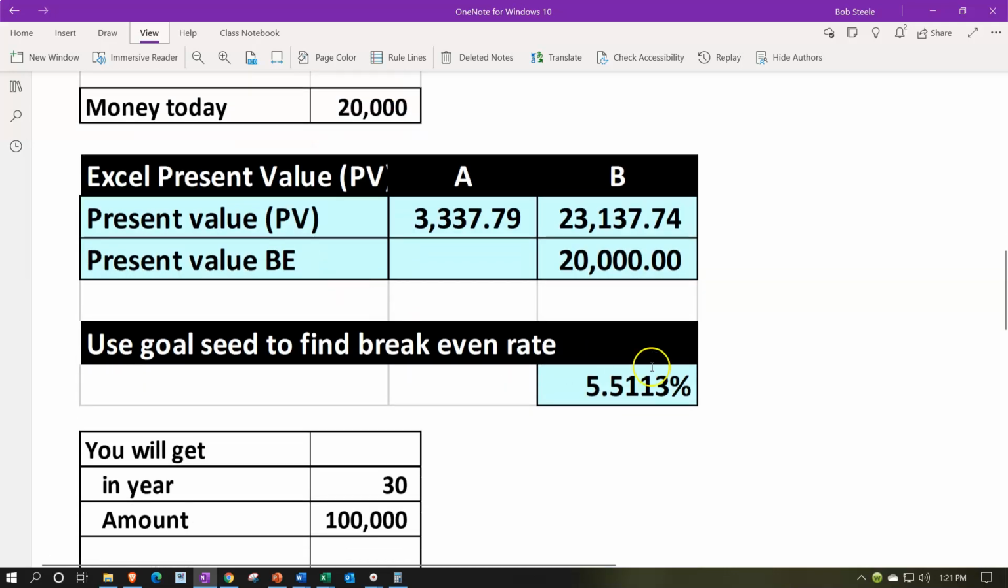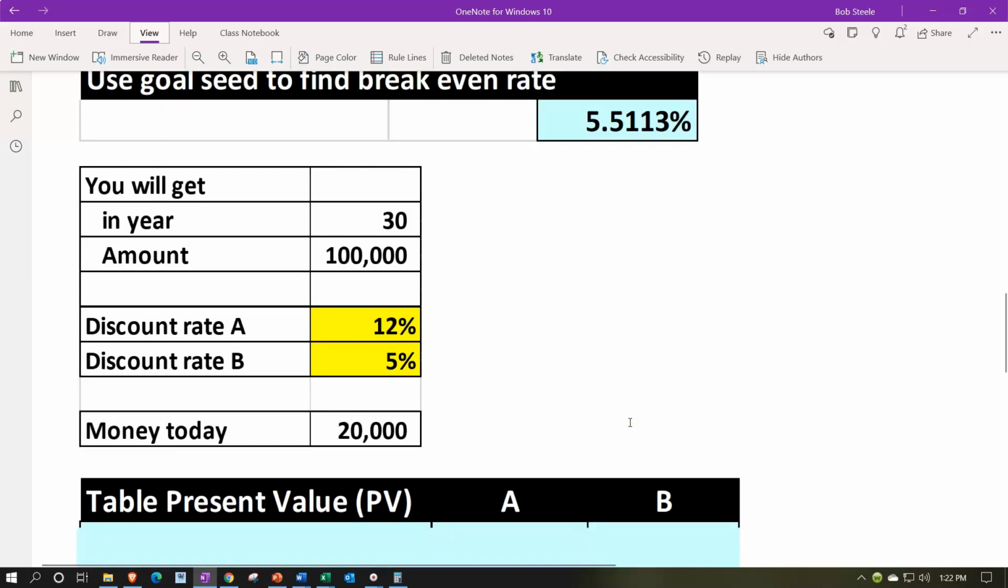Now in Excel, they have a system that you can use called GoalSeek. So once again, I recommend taking a look at the practice problem in Excel, and we'll use that tool of GoalSeek to figure out the rate, which in this case would be the 5.5113%, which would basically be that break-even rate. So we'll continue on here.